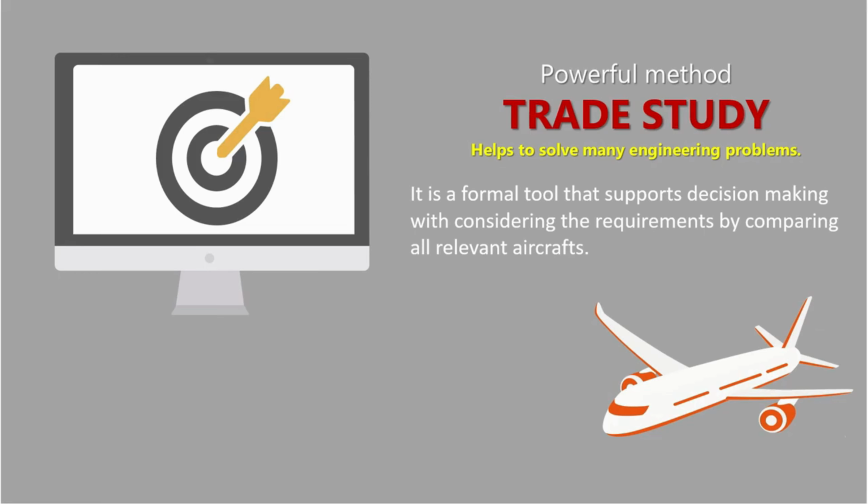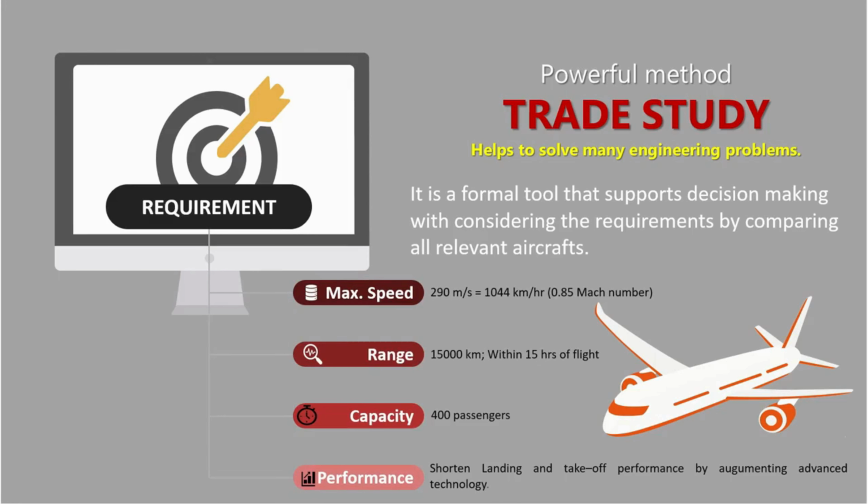Let's consider the same design requirement that I have discussed in the previous module, that is Mach number 0.85, range 15,000 km. Let's consider the passenger capacity about 400 passengers, and mission duration will be approximately 15 hours, with a least takeoff and landing distance. Now, based on the trade study, we need to determine the relevant aircraft nearby meeting the objectives or the mission of an existing aircraft.